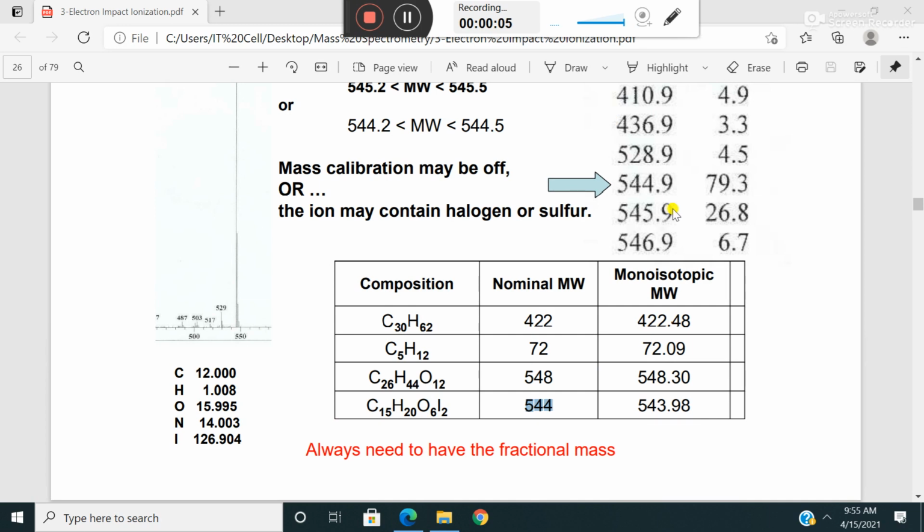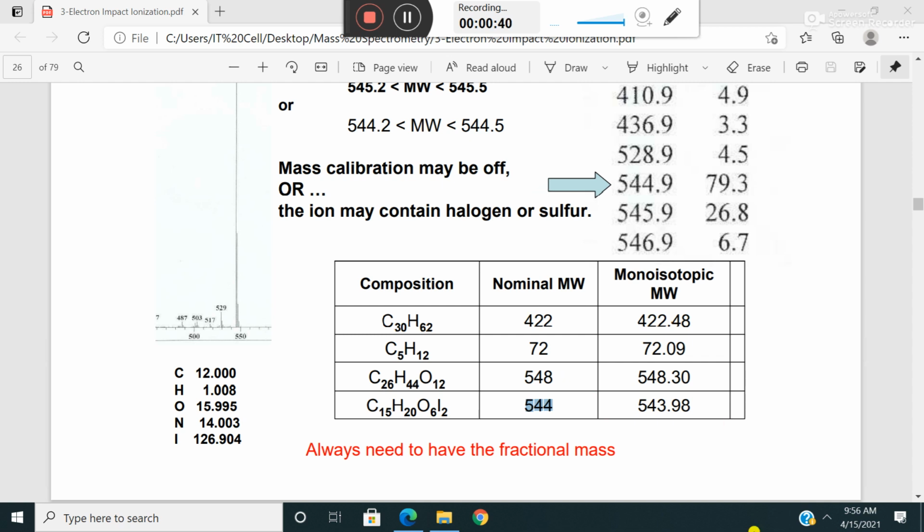See, but the actual mass is actually not that much. It is actually 544.9, right? So 544.9 means that if it contained only carbon and hydrogen, the expected mass would have been how much? I mean, these are the possibilities. Expected mass 543.9, but we are getting this one.